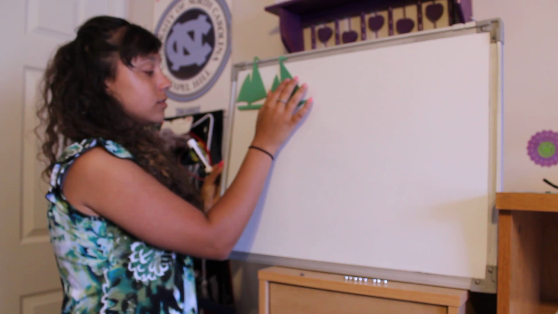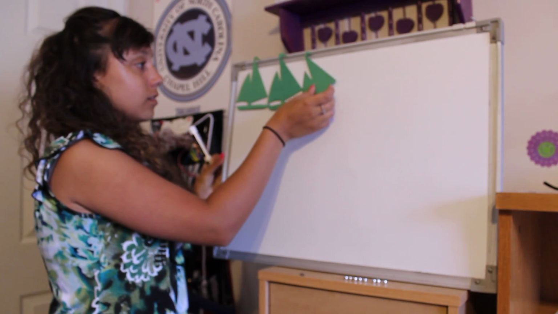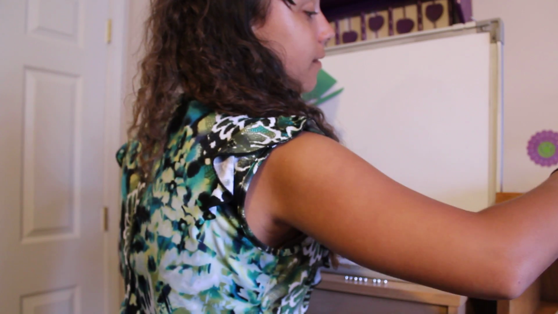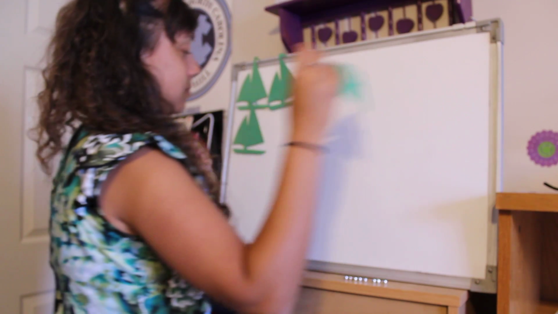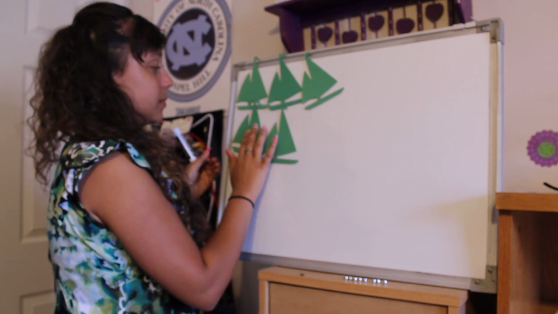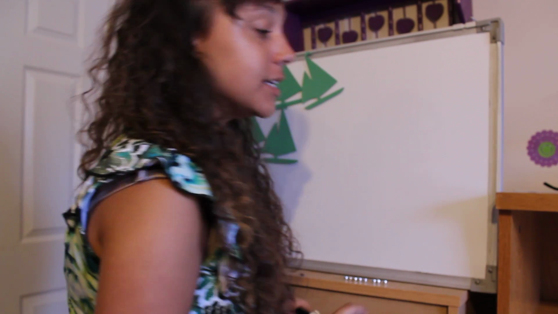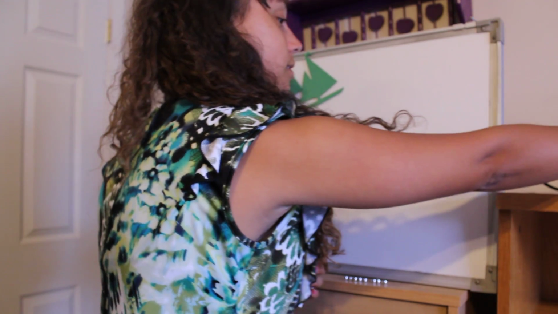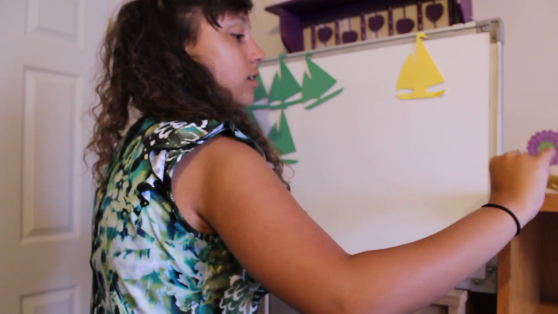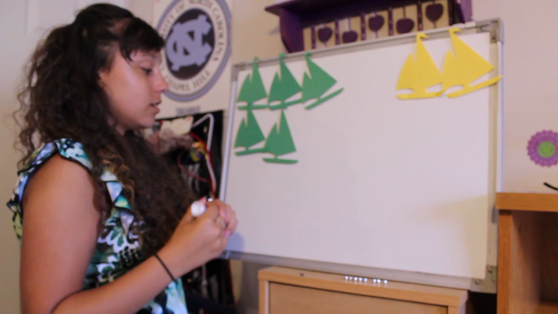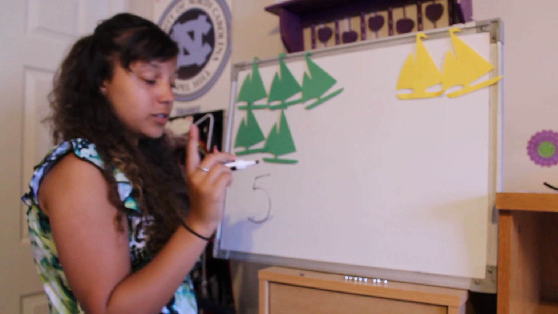1, 2, 3, 4, and 5. So he spotted 5 sailboats. Then he spotted 3 more. Oh, I'm sorry, he spotted 2 more. So I would write 1, 2. And then again, I would write 5 sailboats because that's how many he saw the first time.